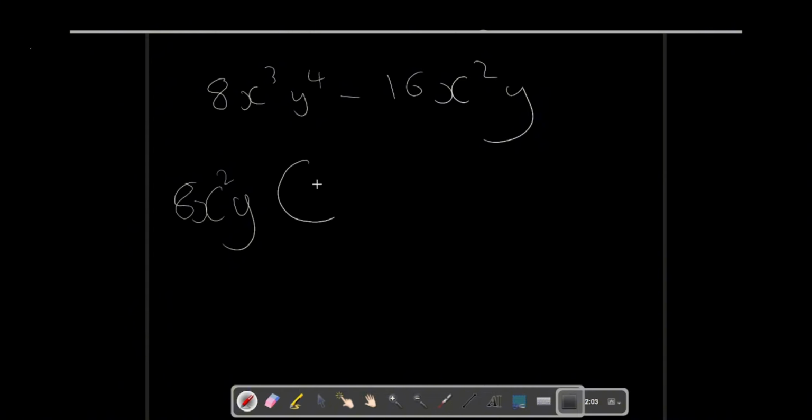After getting the highest common factor, we found the highest common factor between 8 and 16, and the same for x squared and y, which are in both terms. So we write what's common on the left side. Then in the middle we're going to divide the expression above by what we found on the left side. So let's do it now.